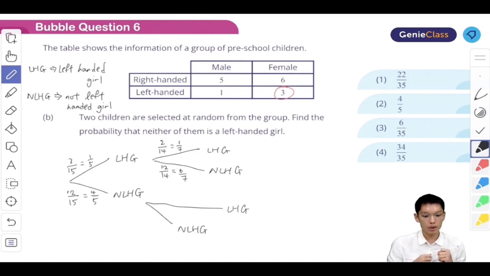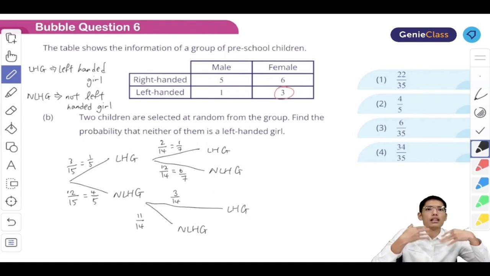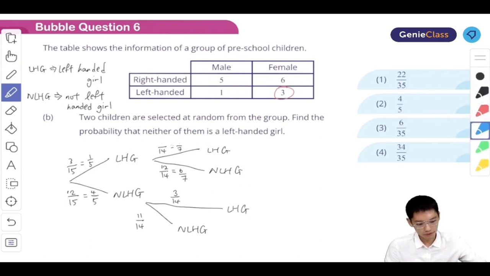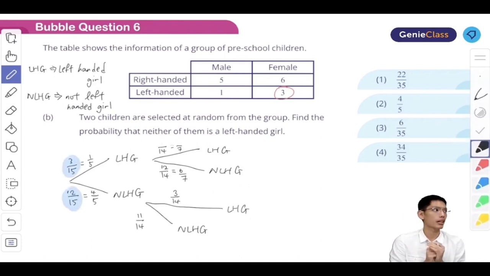Following up at the bottom branch over here, suppose I picked a non-left-handed girl. Total number of children goes back to 14, 11 over here. Next up, left-handed girl not picked, so I still have 3 left. So that's how you fill in based on the diagram you have. That's why I still write it as fractions, even though it's simplified, to take note of the initial number over here. Easier for you to see. Now, from here, what happens?